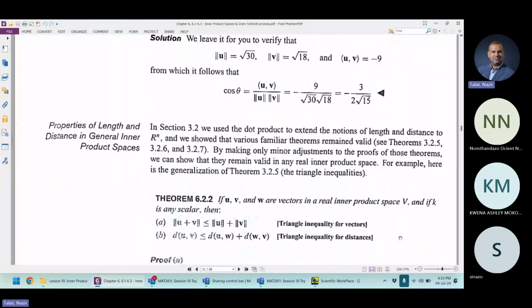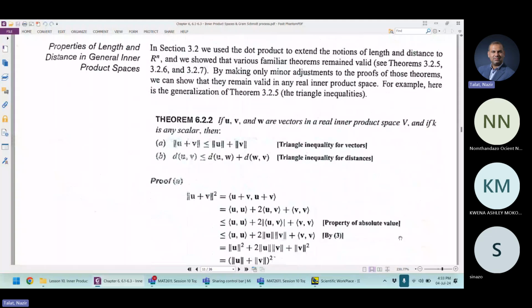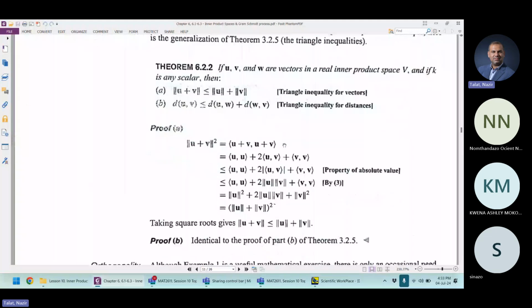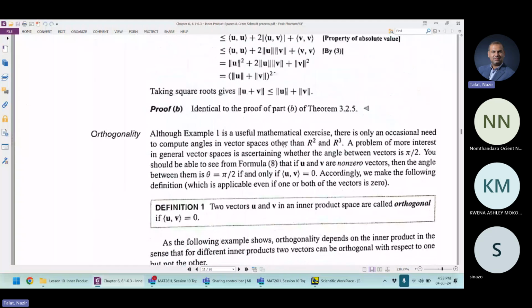Here are also some properties of a norm. This is called the triangular inequality: the norm of u plus v is always less than or equal to the norm of u plus the norm of v. Also, the distance satisfies the triangular inequality: d of u,v is always less than or equal to d of u,w plus d of v,w for any vectors u, v, and w coming from some vector space.